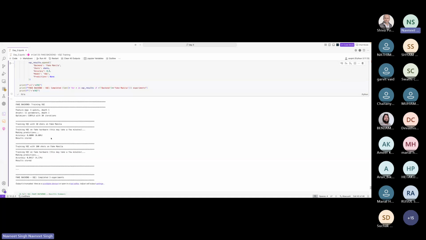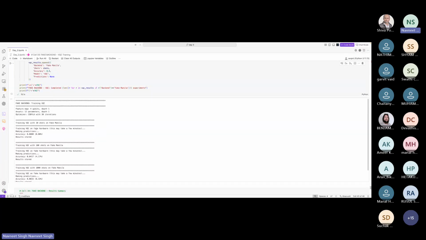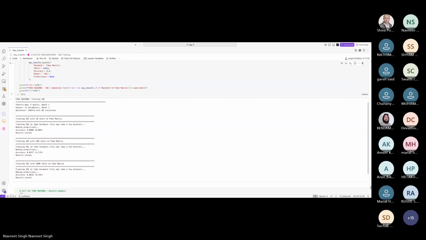So you see here also, in the fake backend with 10 iterations and 10 shots, the model does not work at all.